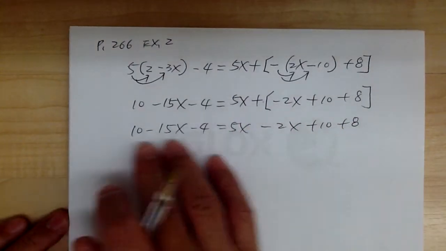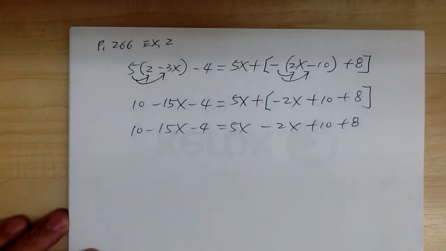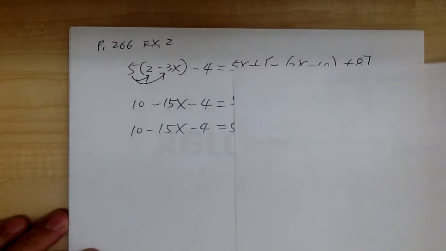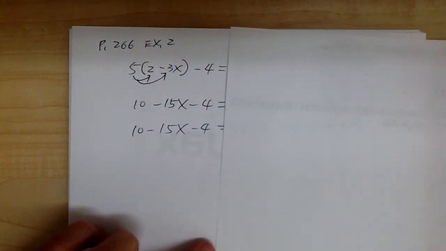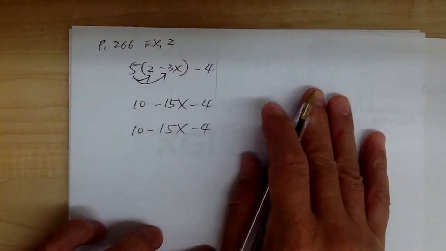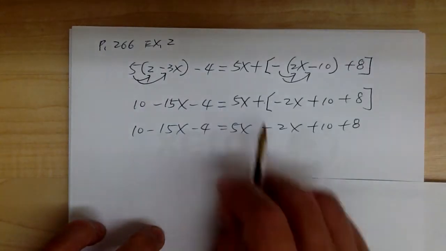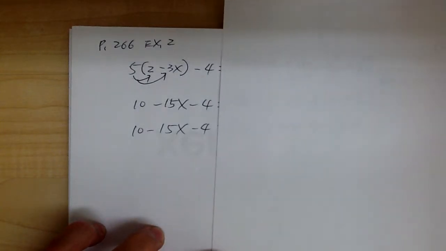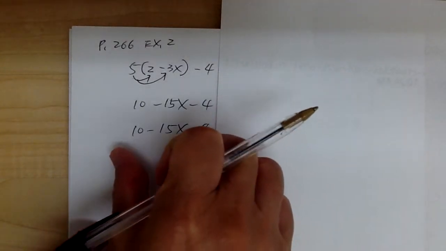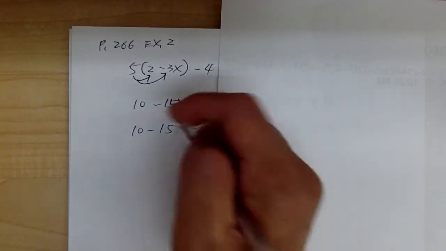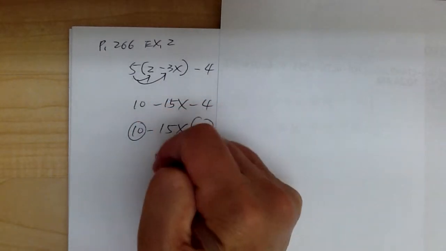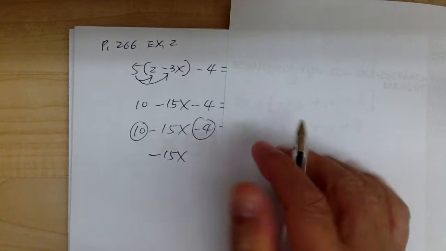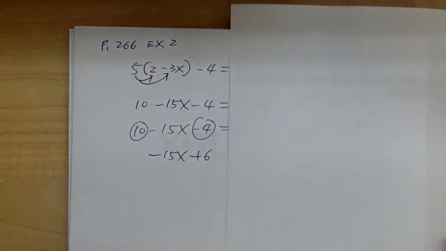So now you've got too many terms all over the place. So let's consolidate. Let's combine the like terms to simplify things a little bit. When you do that, you don't combine this with that, okay? Because it's an equation, you can only combine on the same side. So this one and this one can combine. So you got negative 15x. 10 minus 4 will give you plus 6, right?